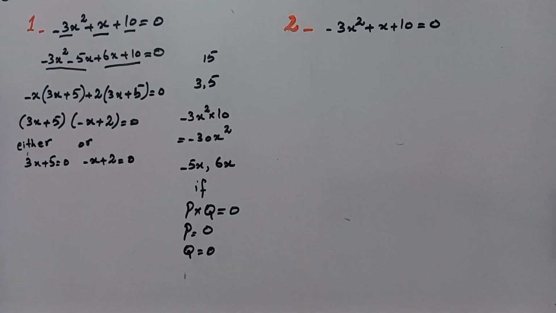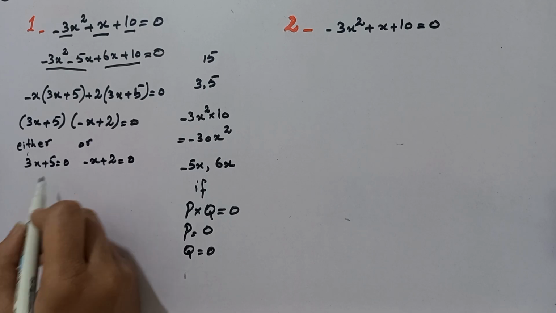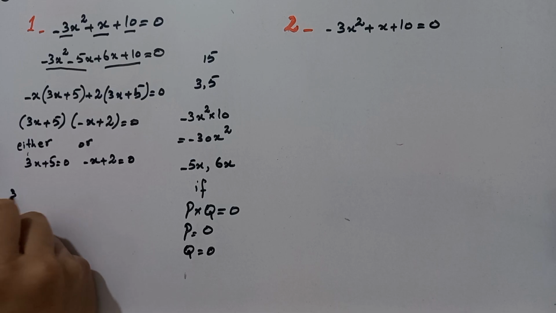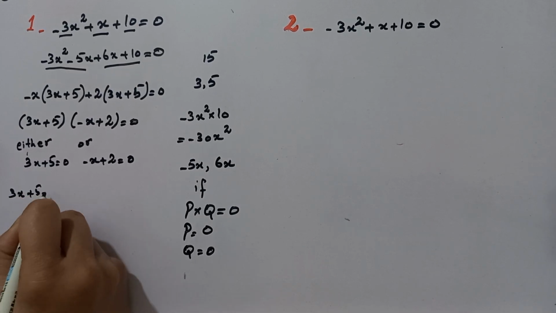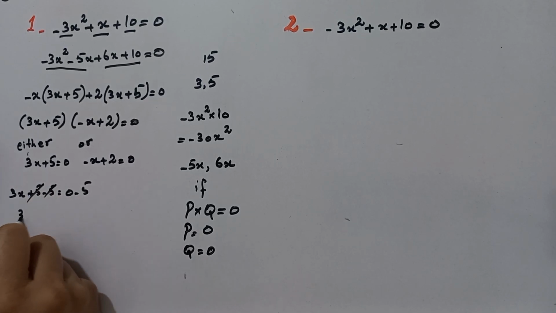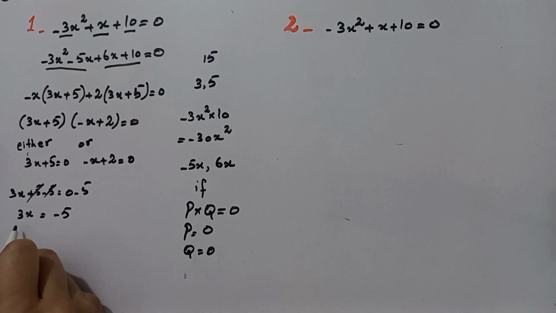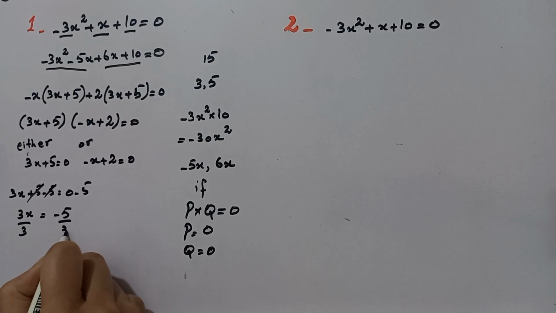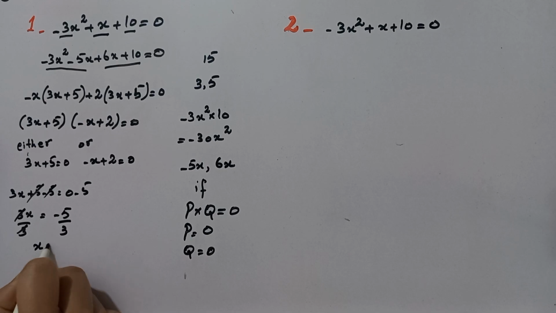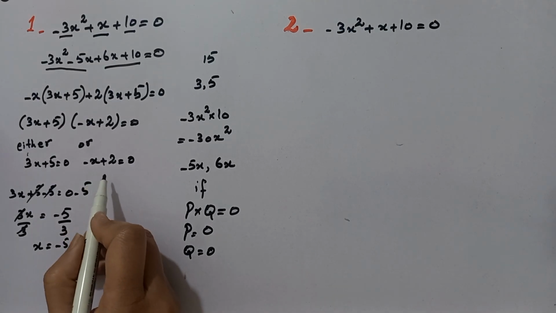Now we need to find the values of x. We need to find the roots of this equation. So from this equation, we will eliminate this 5 by subtracting it on both sides. So we get 3x plus 5 minus 5 equals 0 minus 5, and we are left with 3x equals minus 5. We need to eliminate this 3 as well, so we will divide it on both sides, and we are left with minus 5 upon 3.